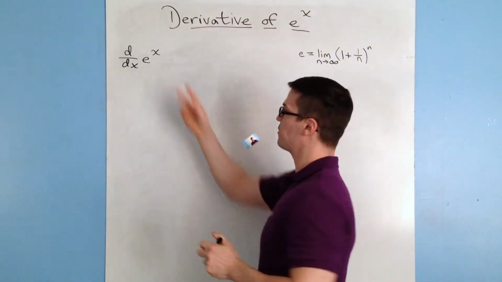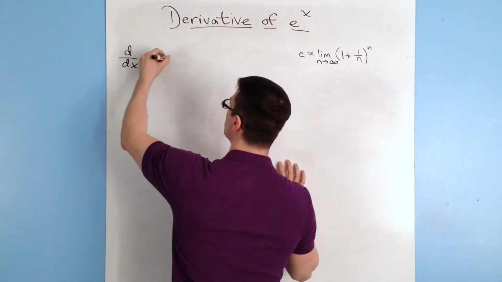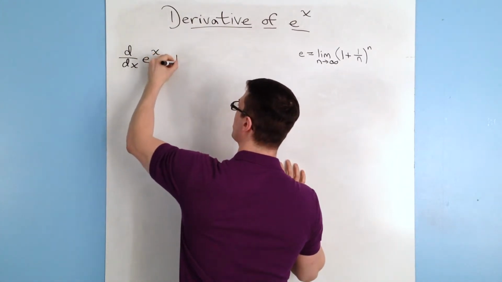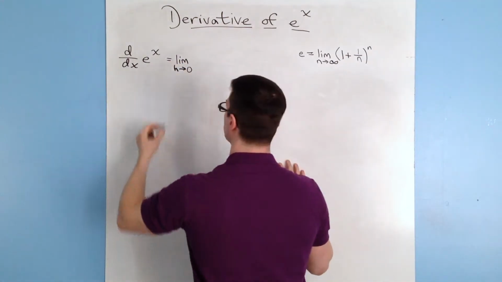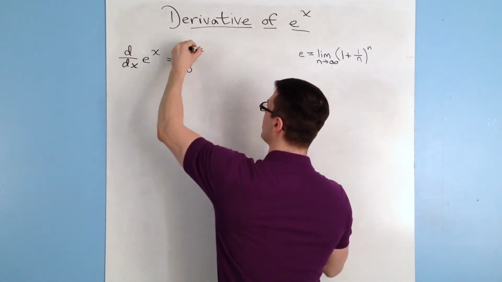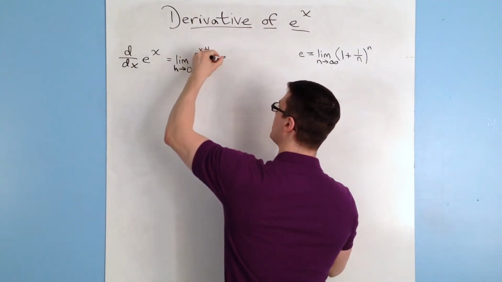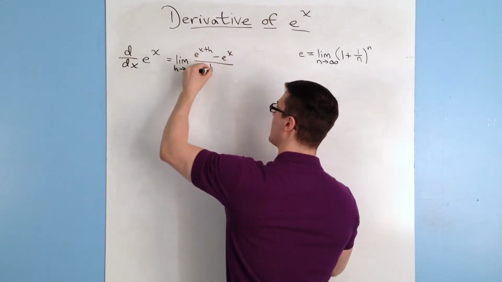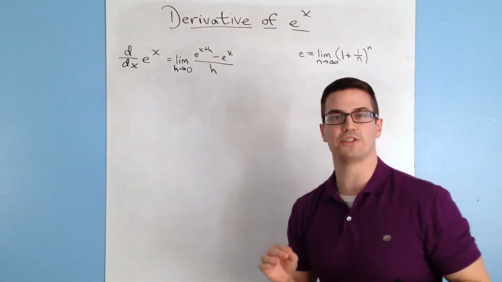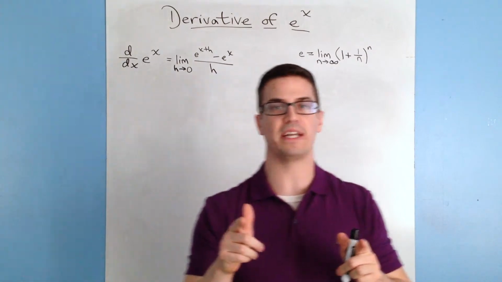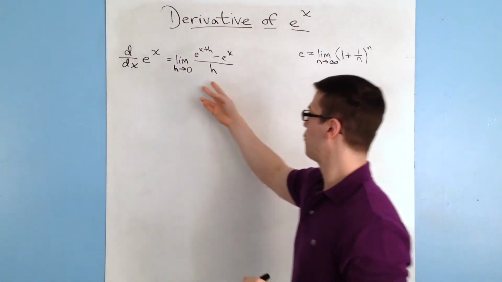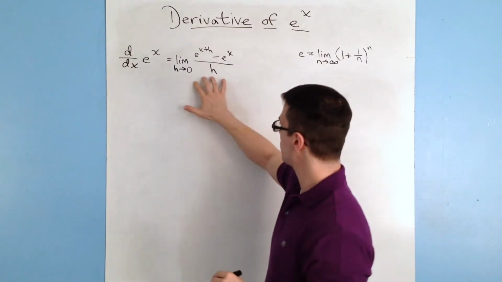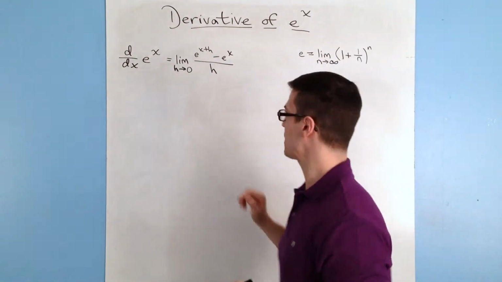So here we go. To find this derivative, we are going to use the limit definition, which is going to be equal to the limit as h goes to 0 of e to the x plus h minus e to the x over h. If you do not remember the limit definition of derivatives, I highly advise watching the video just to relearn and give yourself a review of what the limit definition is. But this is what it would look like if we were applying it to the e to the x function.